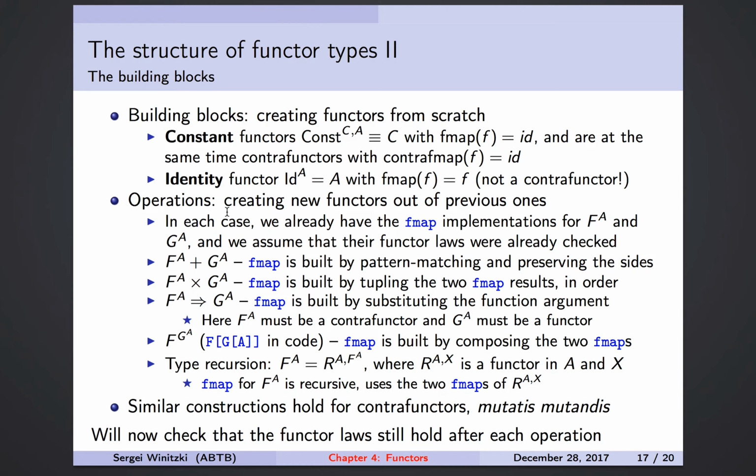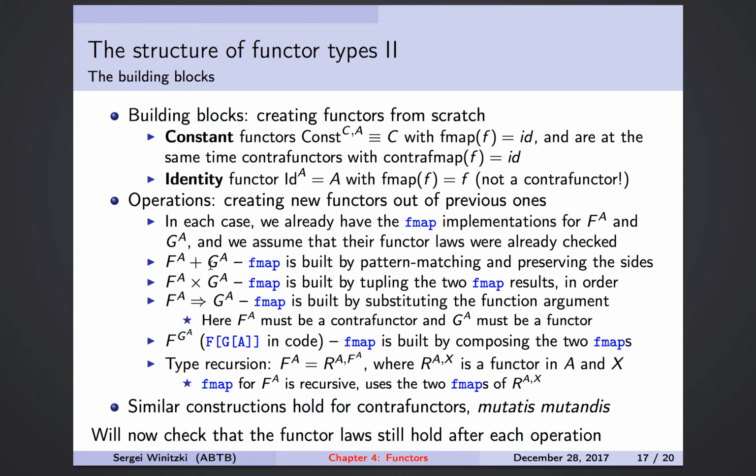So imagine we have some functors f and g, and we already have the Fmap implementations for them, and we already checked the laws. So f and g are functors, and we already checked that. And now we need to build a functor such as this one. So we need to build a new Fmap, and we need to show that the laws hold for it. And then we need to show, therefore, that this type constructor is a functor. And we do the same for this.